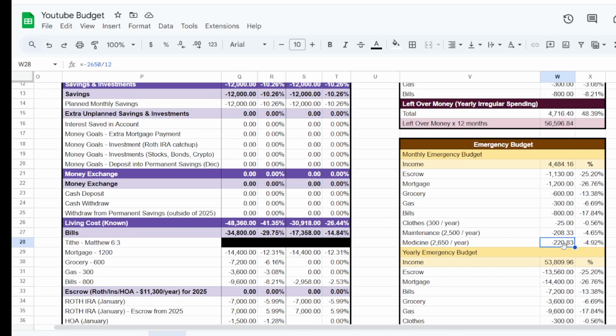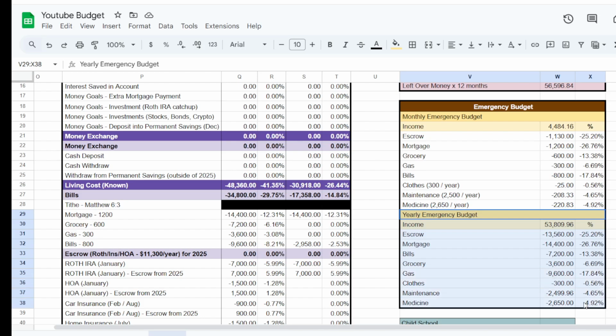And then in the yearly budget, I just wanted to see how much yearly income I would need, and that's $53,809.96. Basically, I just multiplied all these categories in the monthly budget by 12, and that's the number I got.